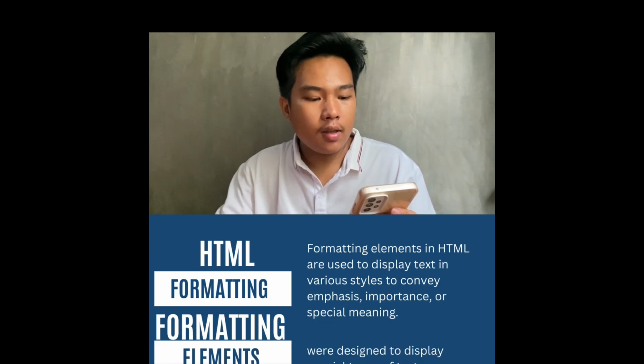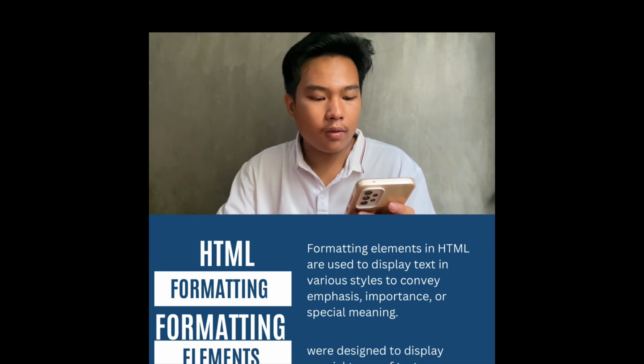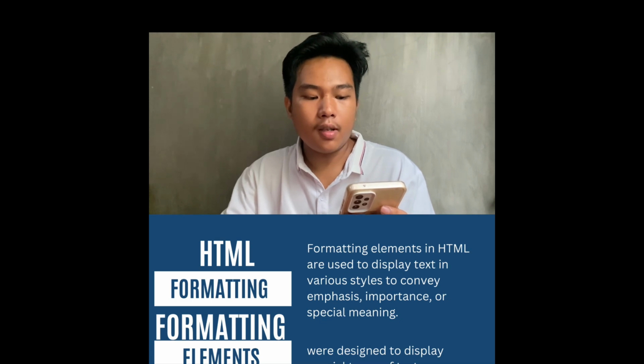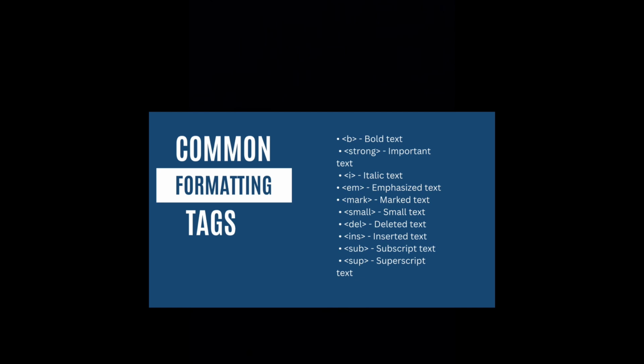HTML formatting. Formatting elements in HTML are used to display text in various styles to convey emphasis, importance, or special meaning. Common formatting tags: bold, <b> and </b>. Important text: <strong> and </strong>. Italic text: <i> and </i>. Emphasized text: <em> and </em>.